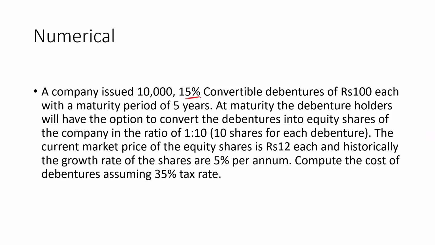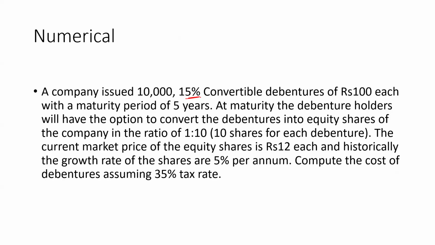So the interest here is 15% of 100, means 15 rupees. Okay, and the face value is 100 rupees. Okay, and the maturity period is 5 years. At maturity, the debenture holder has the option to convert the debenture into equity shares of the company in the ratio 1:10, means 10 shares for one debenture. So here the company is issuing 10,000 debentures.